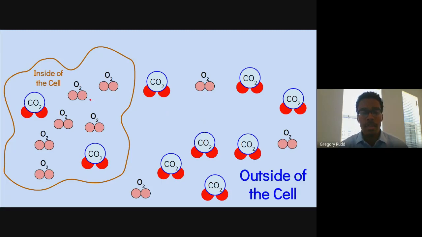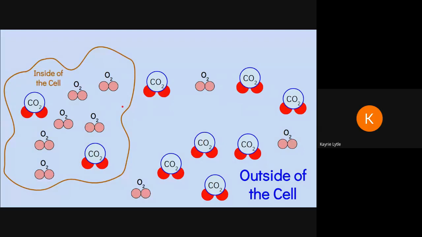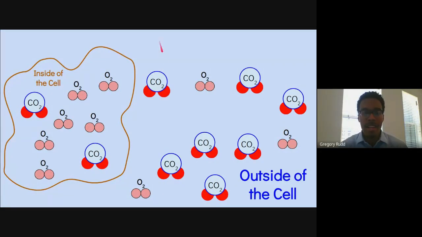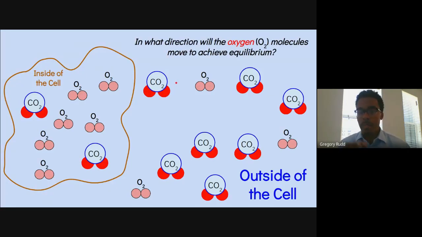What about for oxygen? Where is the concentration higher for oxygen, for O2? Inside. It's higher on the inside of the cell. Good. Thank you for the several people who answered. I appreciate you. So we want to know, based on what you just told me about oxygen, you all just told me that the concentration is higher on the inside of the cell.